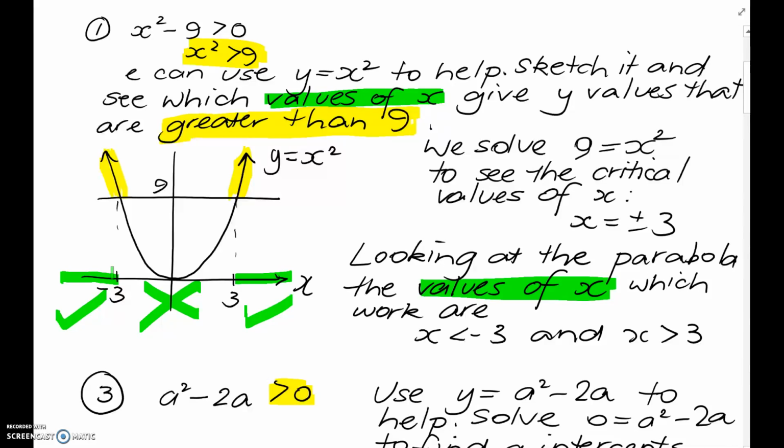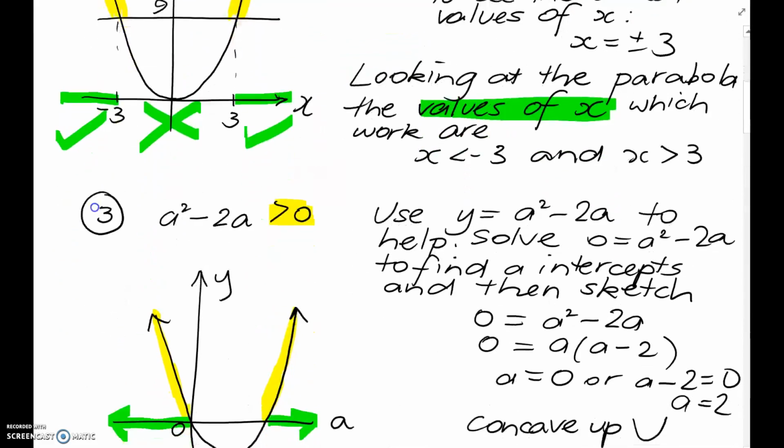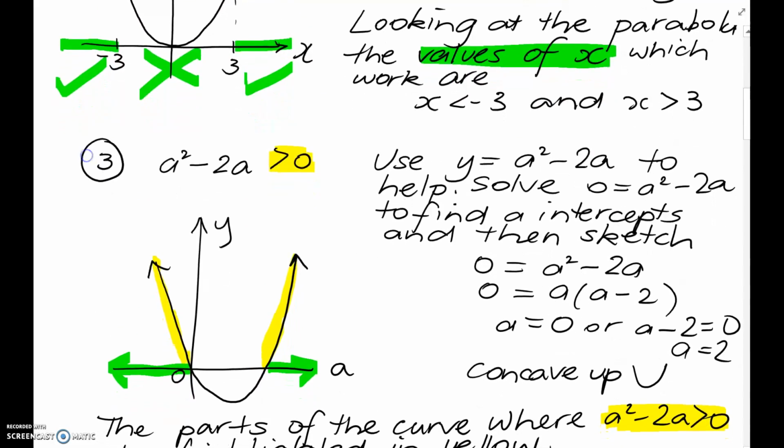So how did I get the 3 and minus 3? Well, you solve to get the critical values. So you just set x squared equal to 9 and then get the values of x, and you get plus or minus 3. So they're the critical values, and then you have to decide which side of those. And it's actually the outsides. It's x less than minus 3 and x greater than 3. So that's them there.